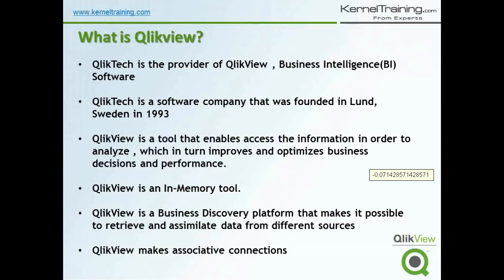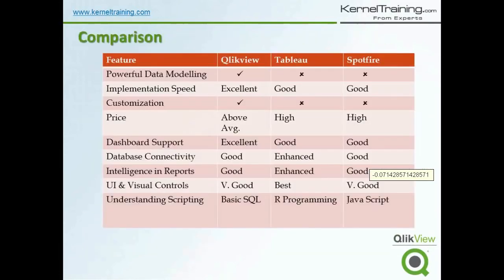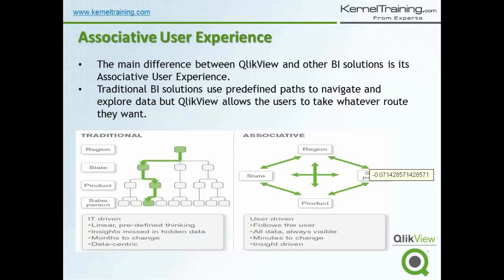And it also makes associative connections. Associative connections in the sense, this one. If you build a model in terms of a hierarchy, something like the traditional behavior, region, state, product, sales, it really takes a month to change this model. Whereas in QlikView, it is just minutes of change. Just go back and change that hierarchy. This will not take much time.